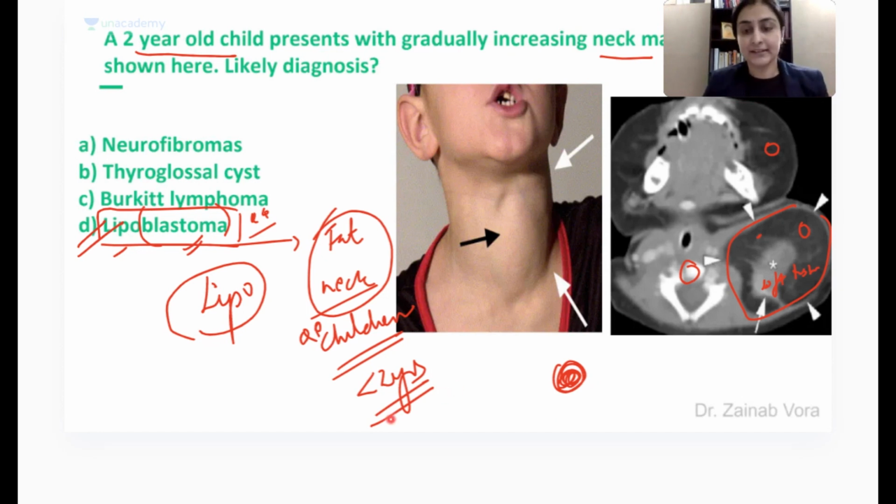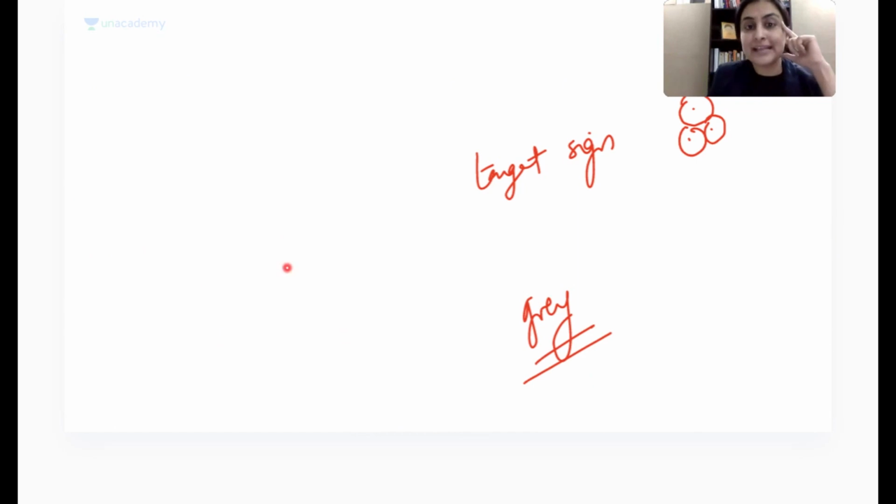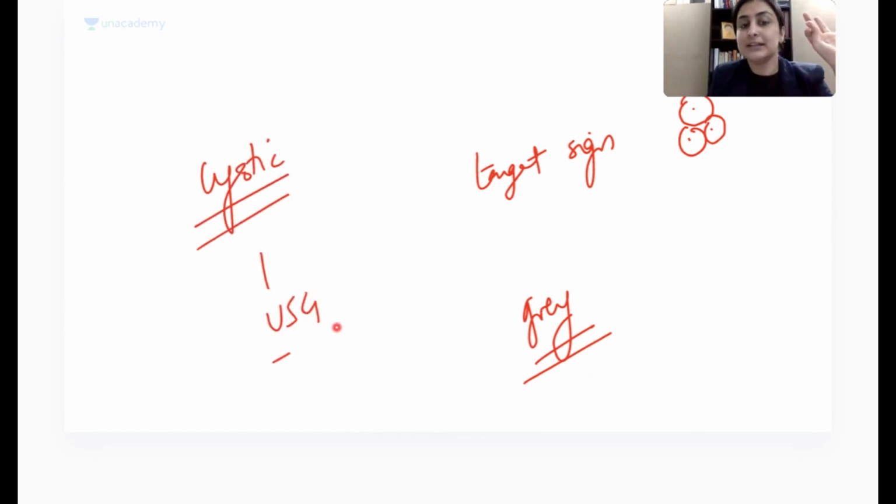One hint that I would like to tell you, keep that in mind. Anytime they are trying to show you a cystic lesion, they will always give you ultrasound. They will always give you ultrasound. So use this trick in the back of your mind: whenever they want to show a cyst, they'll give you ultrasound as the picture.